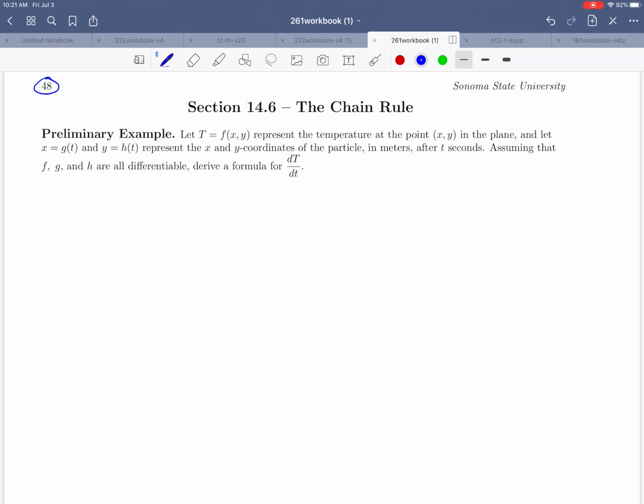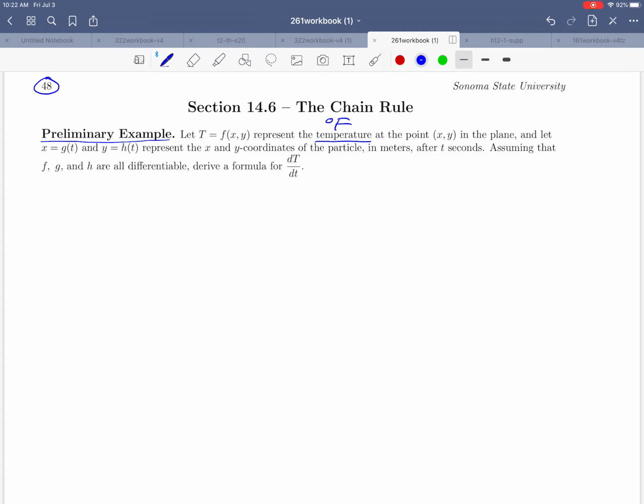Okay, so I think the best way to illustrate the concept is to start off just with an example. Let's read this together. So we've got a function capital T equals f of x, y. Capital T is a temperature, and they don't give us units, so why don't we just make up some units, degrees Fahrenheit, at the point x, y in the plane, and we'll let x and y represent the positions of our particle, and we'll maybe think about distance in meters. Again, they don't give us specific units.